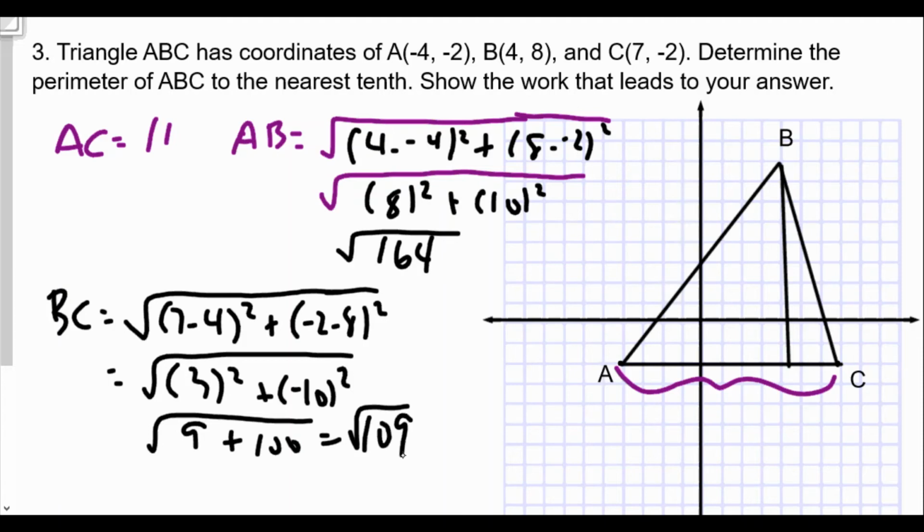So we need to add now here. So this was 11. We found this measurement to be the square root of 164, and this would be the square root of 109. And so let's take a calculator. All right, so I'll bring out the calculator this time.